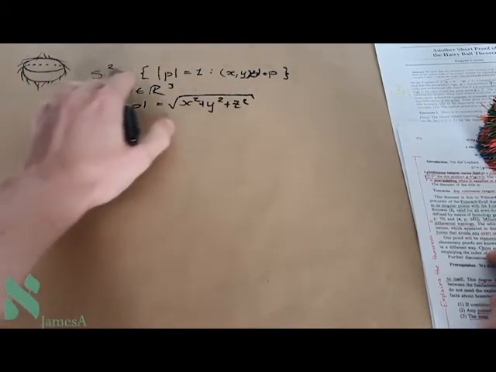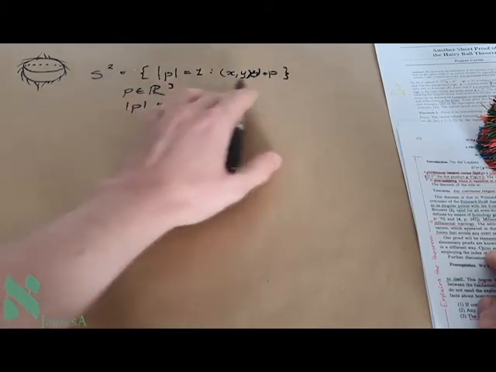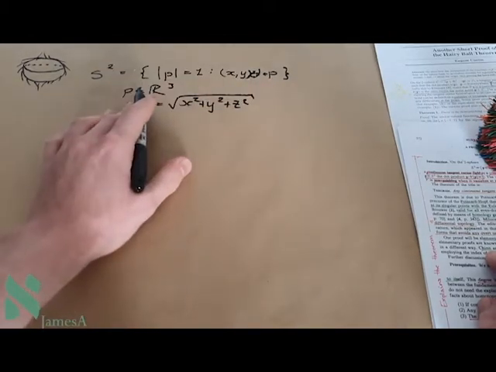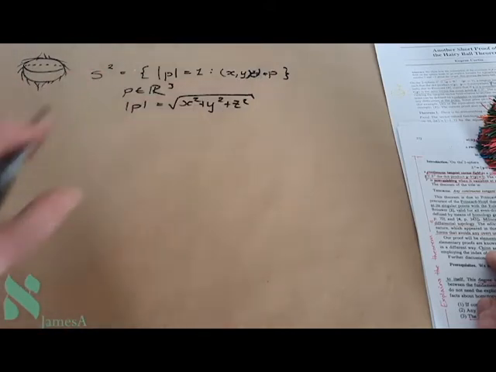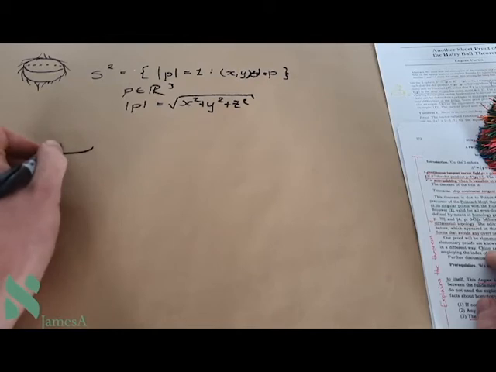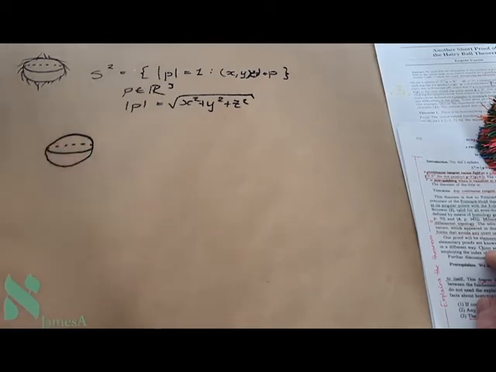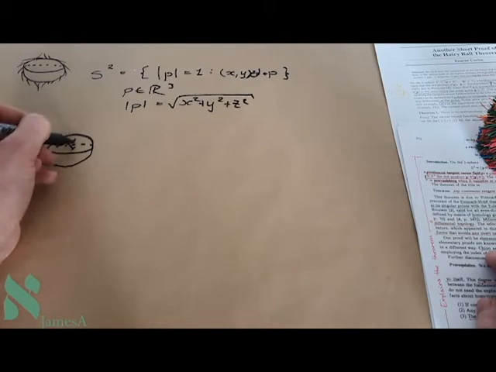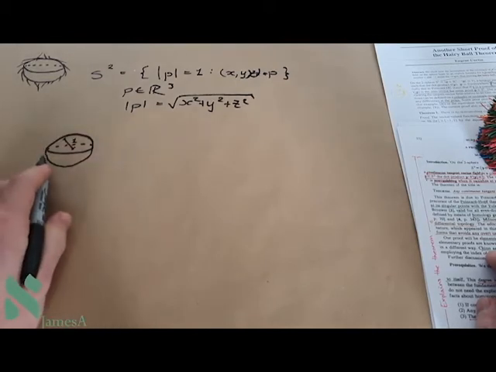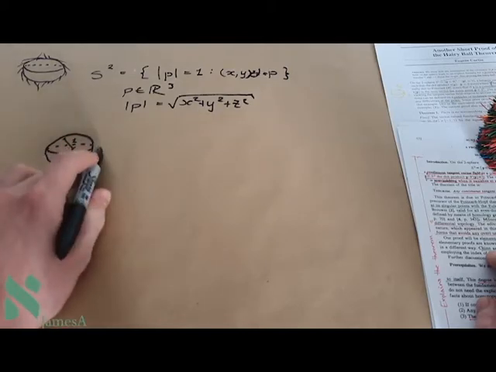And it's saying that all the points around the origin must be one away in order to be an S2. So we end up with a figure that looks a lot like this, which is a sphere. So you have your center there, you have a radius of 1. And we're looking at the vector fields over this sphere, which we call S2.